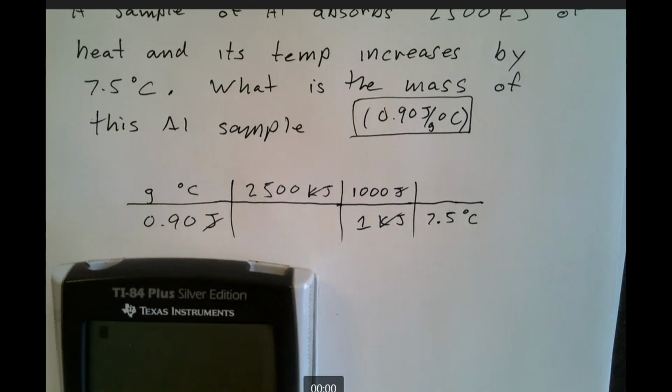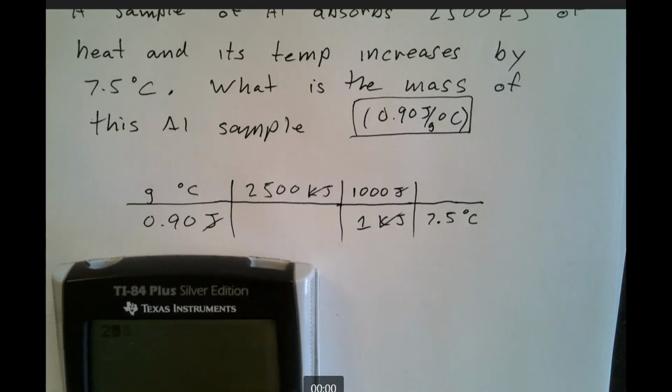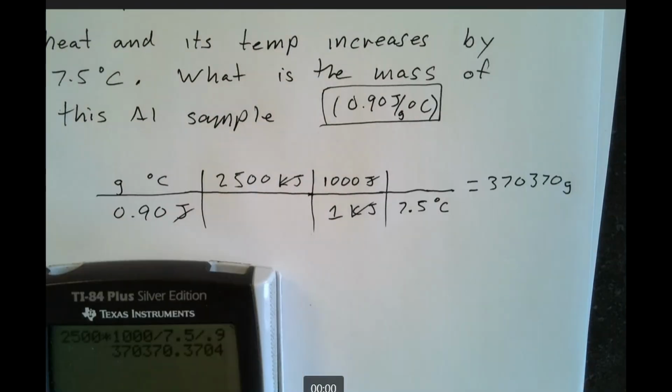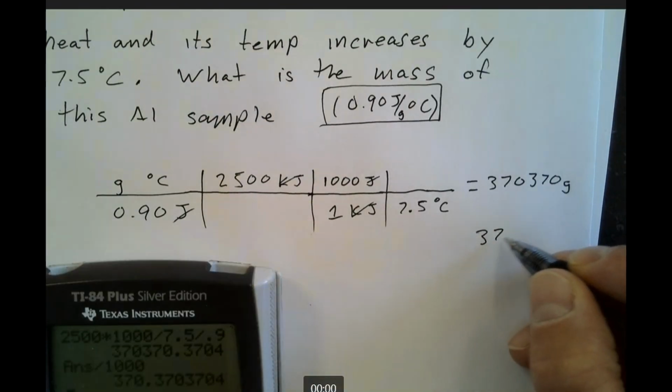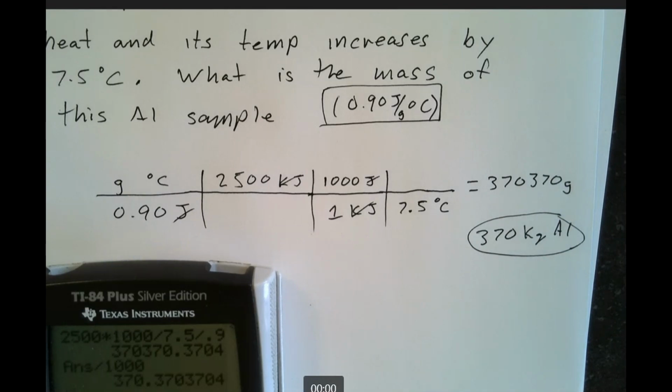So now I can probably go 2,500 times 1,000, divide by 7.5, divide by 0.9. That's how many grams. That's a big chunk of aluminum. Any questions on this process?